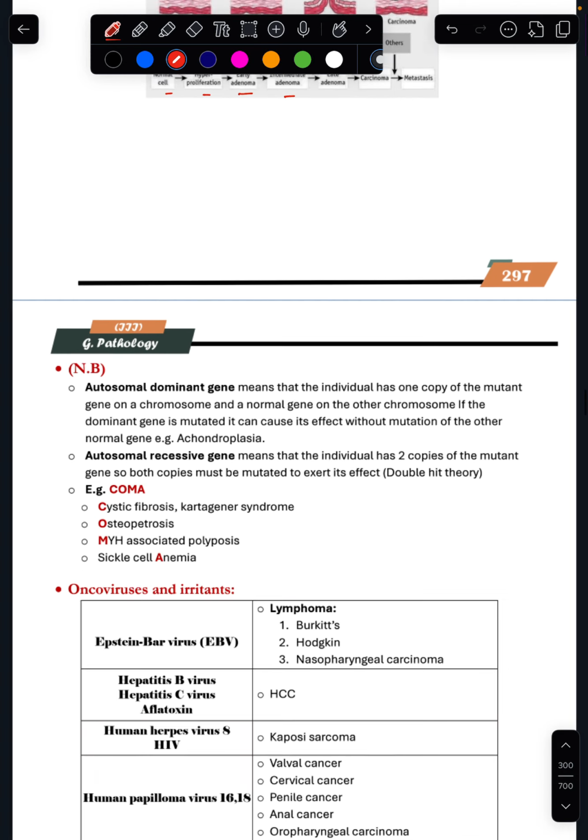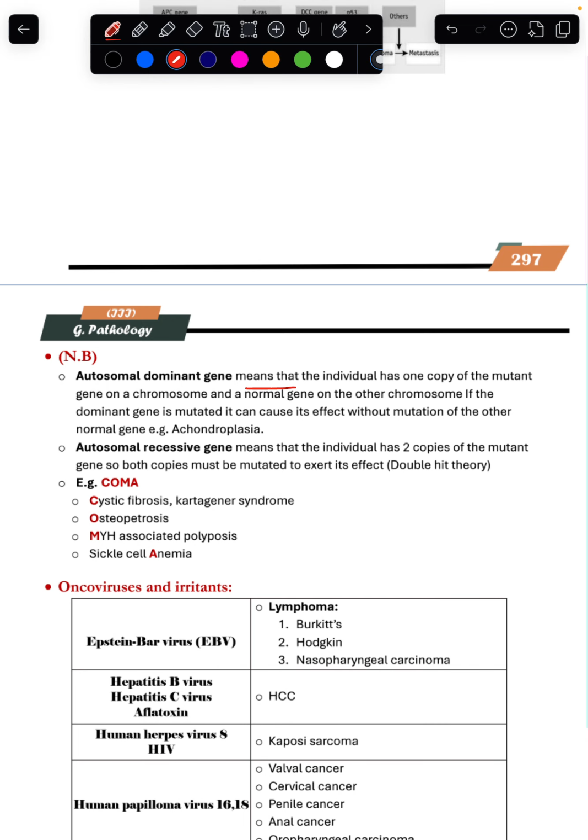Autosomal dominant gene means that the individual has one copy of the mutated gene and a normal gene on the other chromosome; if it is mutated, it can cause an effect. That is autosomal dominant. Autosomal recessive means the individual has two copies of the mutant gene, so both copies exert the effect. Double hit theory. Autosomal recessive conditions include albinism, cystic fibrosis, osteoporosis, sickle cell anemia.